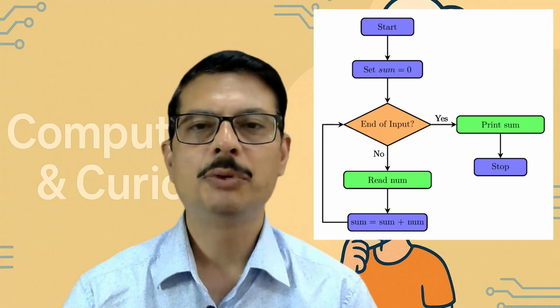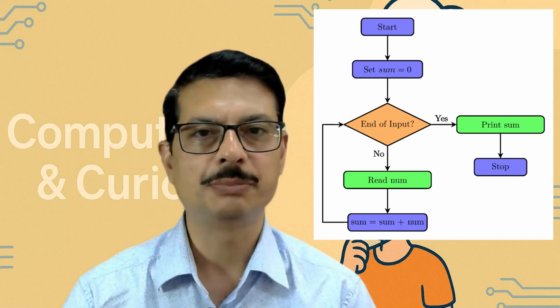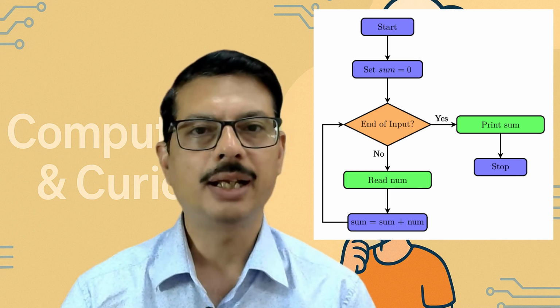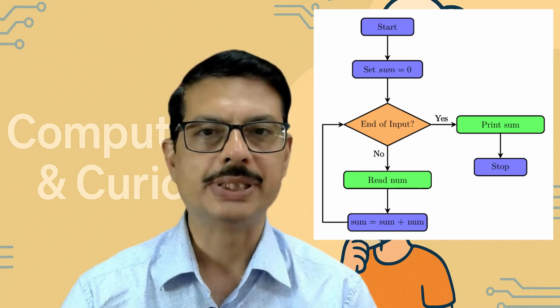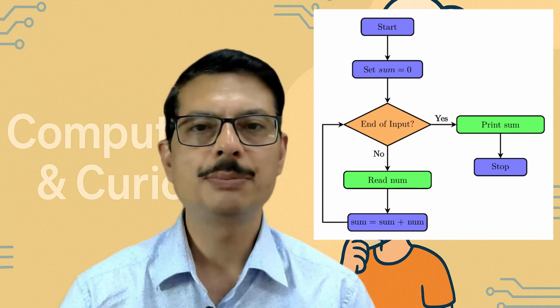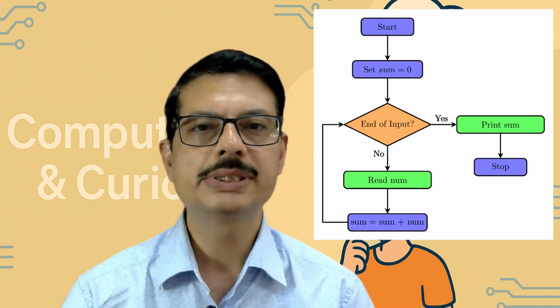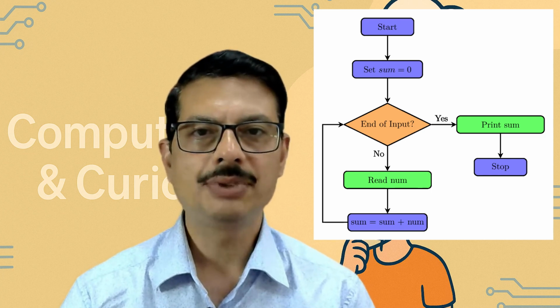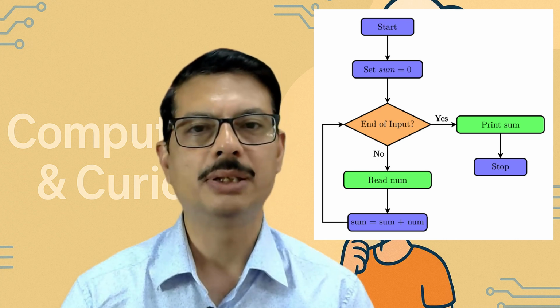So next, consider another simple but real world problem. We want to write a program that keeps reading numbers from the user one after another and adds them all up. But there's a twist. We don't know in advance how many numbers the user will enter. So the program should keep accepting numbers until the user signals that they are done. After that, it should display the total sum of all the numbers entered. This is a great example to understand when and why we use a while loop. Because unlike the for loop, here we can't predict how many times we will have to repeat the input process.